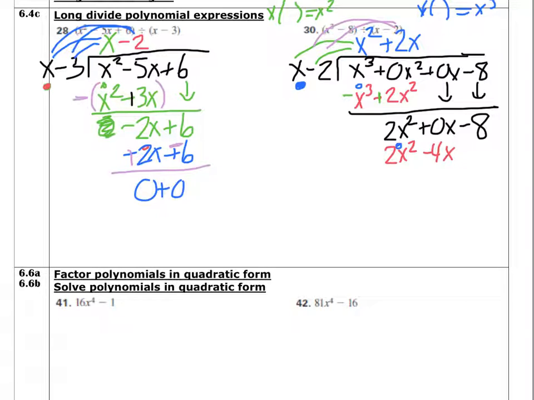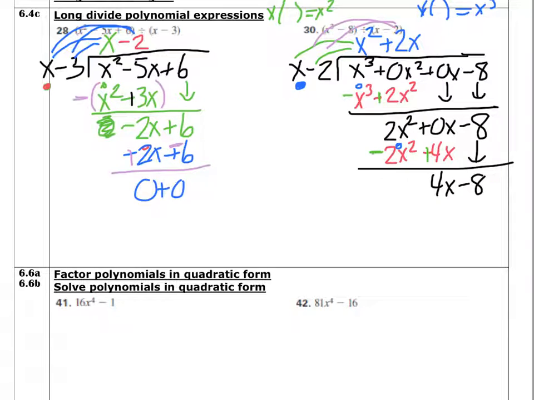We then are going to come on in, and again, don't forget to subtract. So when we subtract that, it changes the signs. 2x squared minus 2x squared is 0. 0x plus 4x is going to actually give us 4x. And then we're going to bring down the minus 8. And we're going to do one more round of long division.